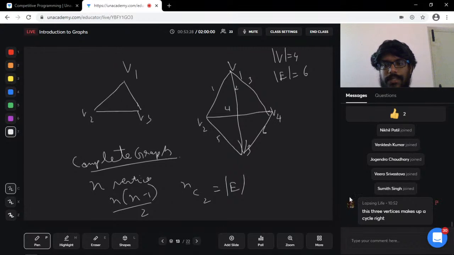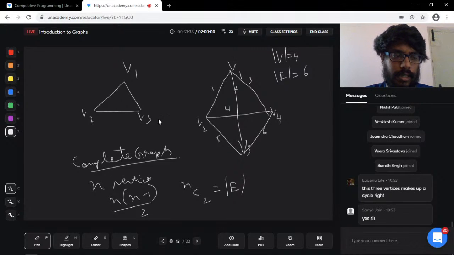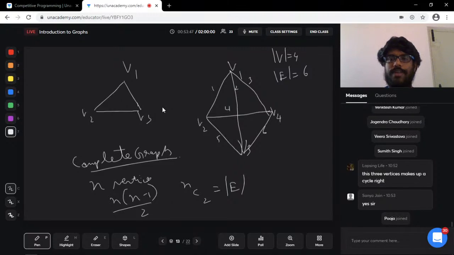Yes, that's true, these 3 vertices do make a cycle. So this is a complete graph, and in a complete graph, the number of edges is always nC2. Just to be clear, we are only talking about undirected graphs. In a directed graph, you'll have to have every 2 edges. That's not usually done. We usually talk in terms of undirected graphs.